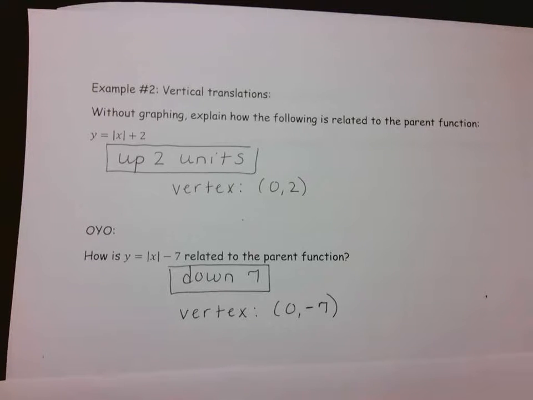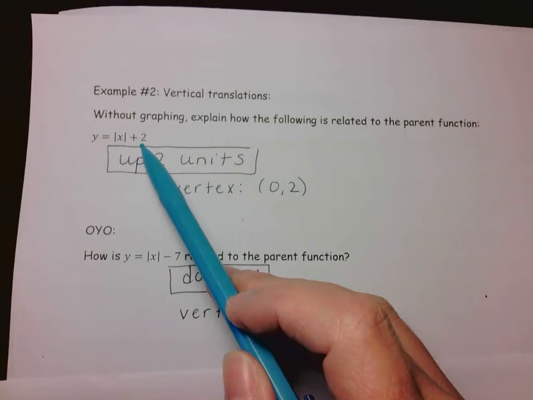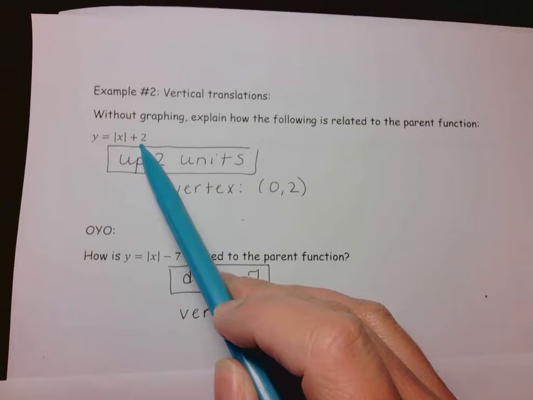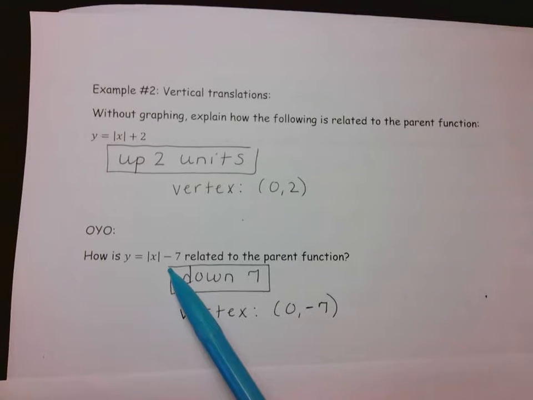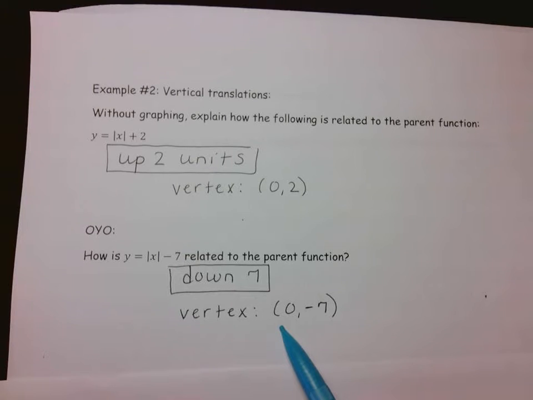So the whole point of this is so you can just look at an absolute value equation and you know how this has been shifted. So I can just look at this and I should be able to tell the vertex is at 0, 2 and it has been shifted up 2 units. I should be able to just look at this and be able to tell the vertex is at 0, -7 and this has been shifted down 7 units. So that's the skill that you need to develop.